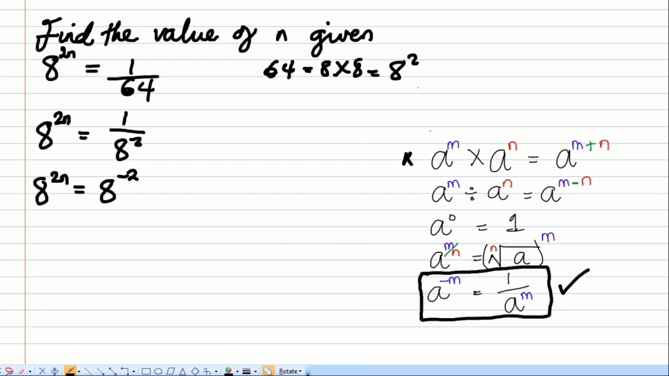So basically we're going to be playing around with the laws. If you're new to this topic, I would like for you to just pause this video and go through these laws again and again until you internalize them. When you internalize these laws, everything becomes relatively easy.